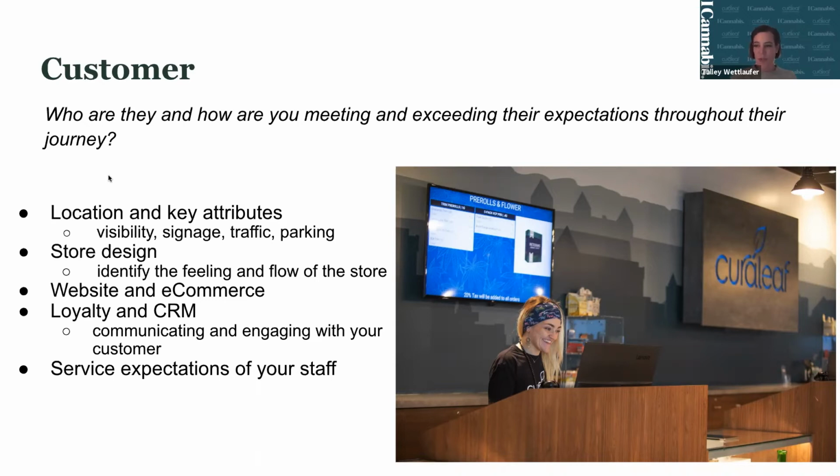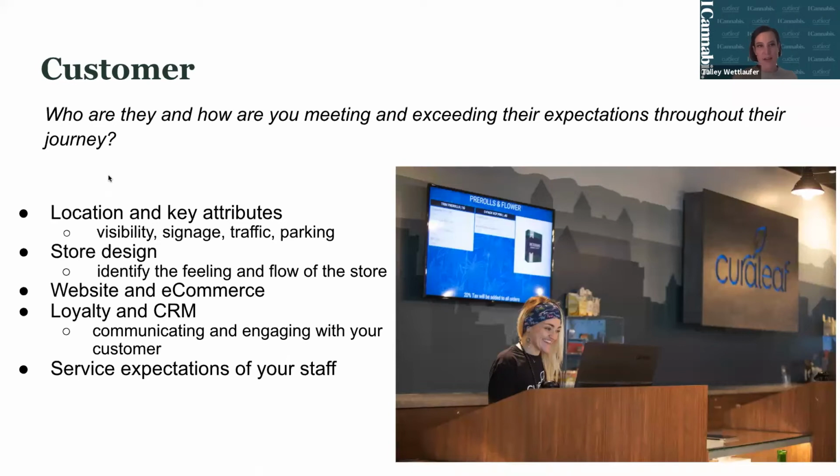Where's your location, right? Is it highly visible? Do you have the traffic there? I think something to remember is the marketing rules, which I know Kate will talk about. The marketing rules around cannabis are much more restrictive. So some of the basics of just visibility, great signage, lots of traffic, and good parking really make a difference in your business.